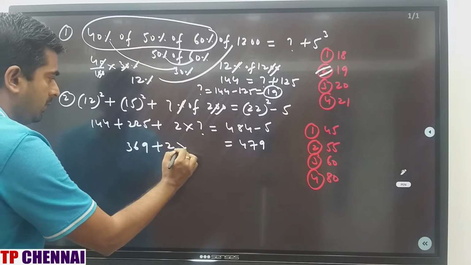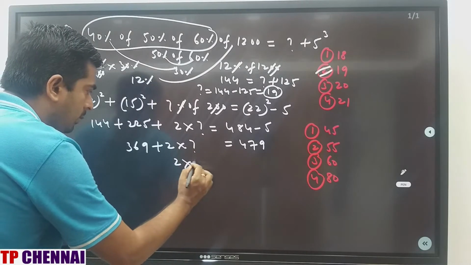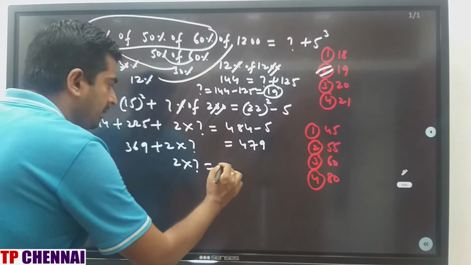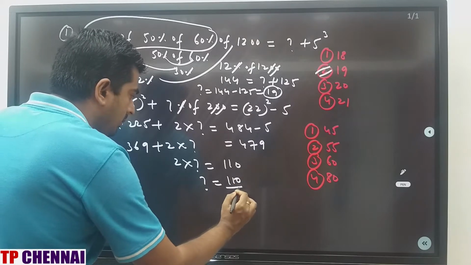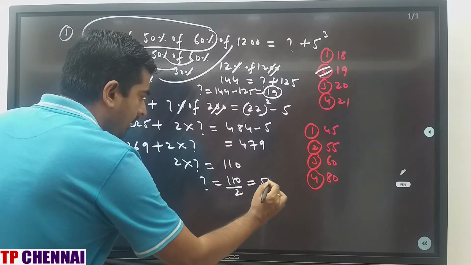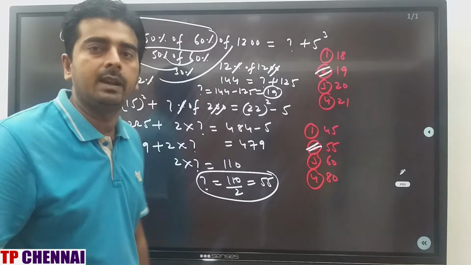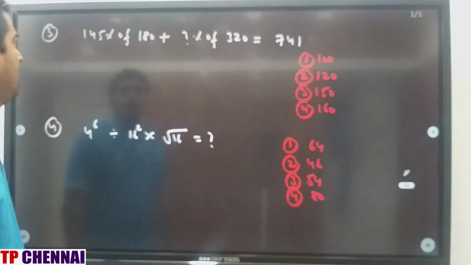369 plus 2 into question mark is equal to 479. So 2 into question mark is equal to 479 minus 369, which is 110. So question mark is equal to 110 by 2. What is the answer? 55. My answer is 55, which is second option. So I hope you are clear with the second one. Now we'll see the third one.